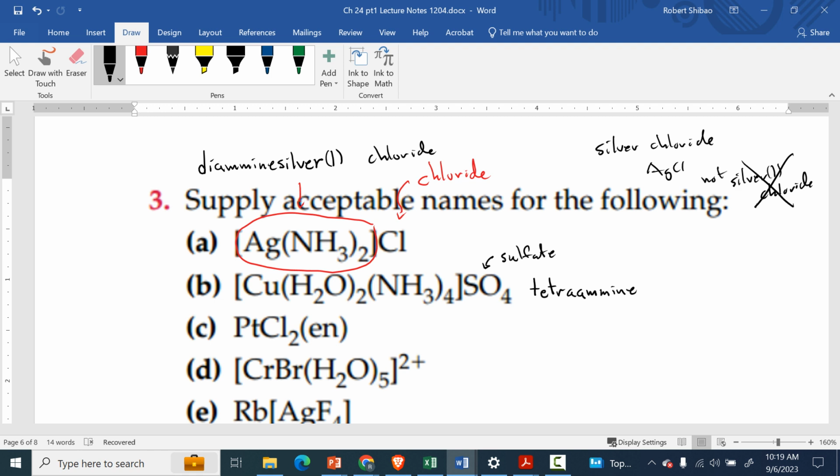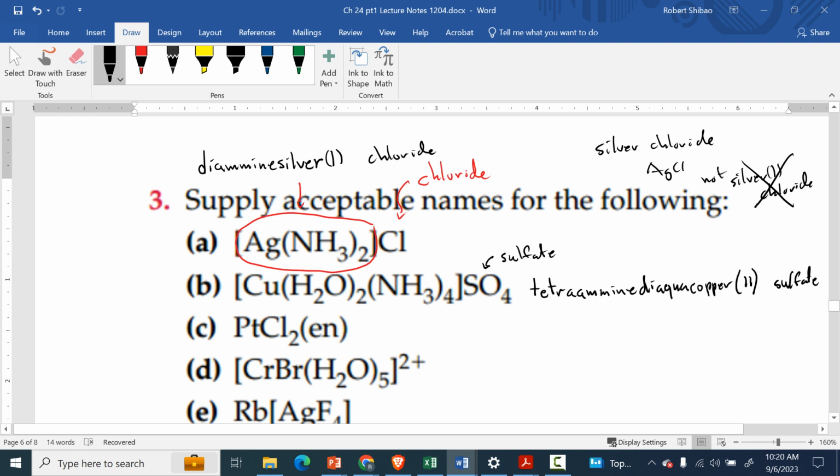Okay, and then what? Space or no space? No space, diaqua. Copper or cuprate? Copper. Roman numeral 2. Space, sulfate.